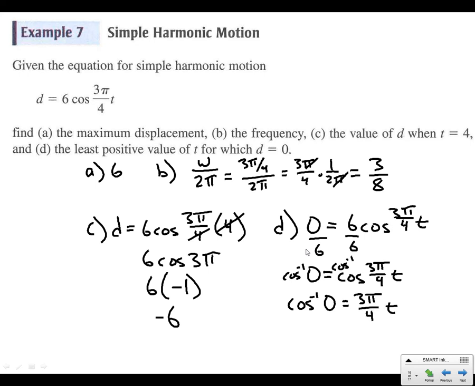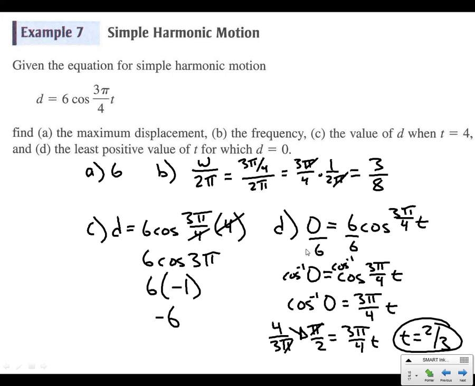And the inverse cosine of 0, that says which angle gets me an x value of 0, and the first one that we come to is pi over 2. So pi over 2 equals 3 pi over 4 t. I got this just by looking at the unit circle. Where is the x value 0 on the unit circle? Let's clean this up. Let's solve. We can times by 4 over 3 pi. Those cancel. 4 divided by 2 is 2, so we're going to get t is equal to 2/3. Right, we'll have a minimum after 2/3 of a second.